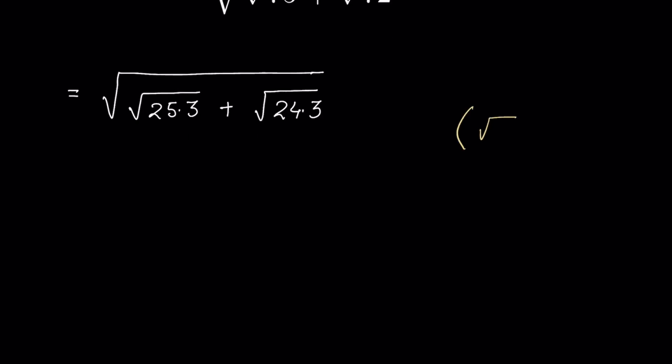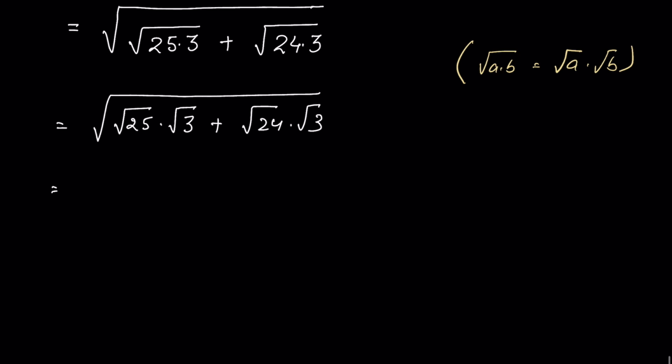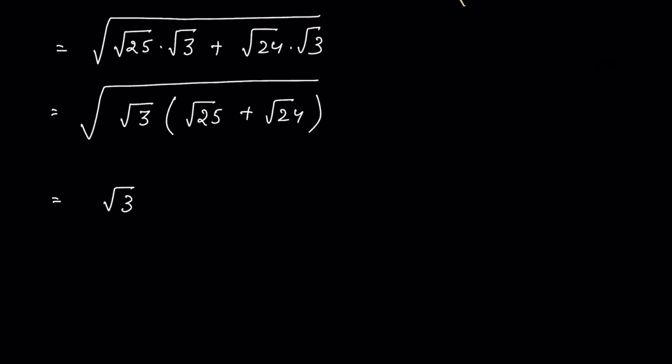Now if a times b is under a square root, we can write it as square root of a times square root of b. So this will be square root of 25 times square root of 3, plus square root of 24 times square root of 3, then all under square root. Now we can take square root of 3 common and write square root of 3, then times square root of 25 plus square root of 24, then all under square root.